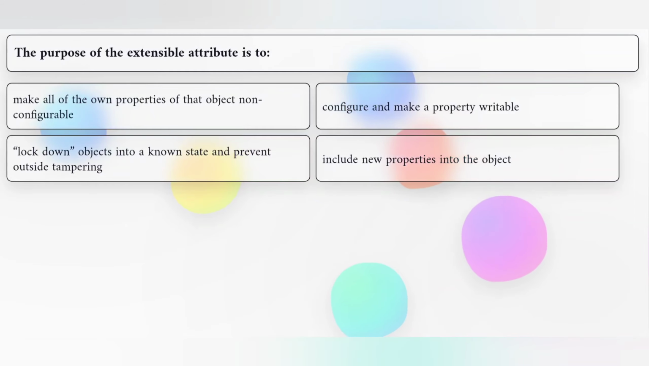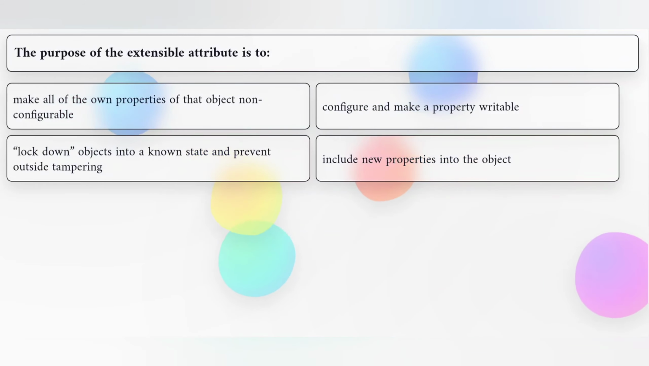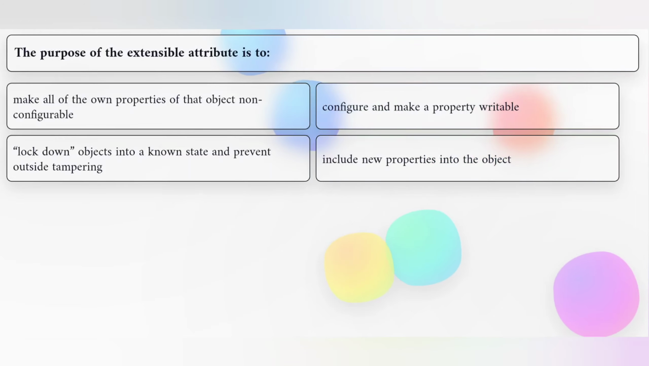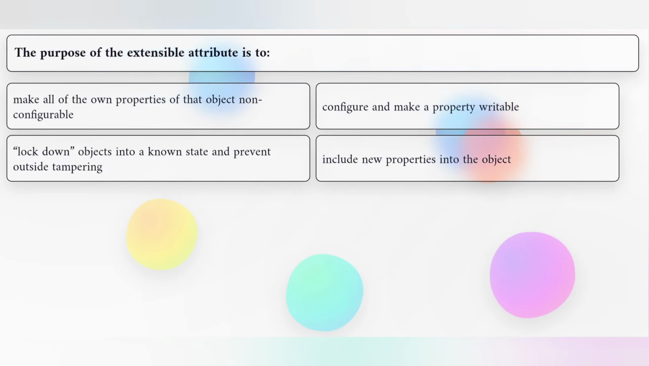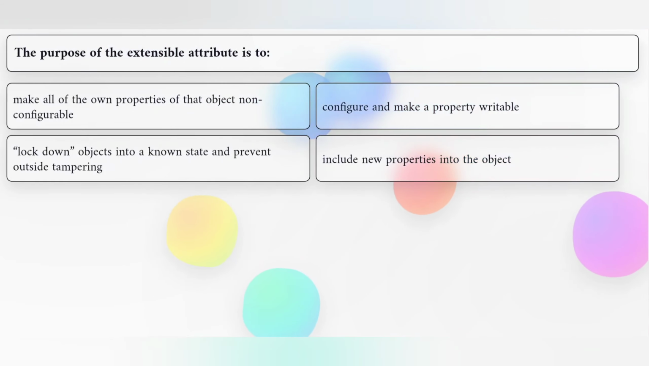The purpose of the extensible attribute is to make all of the own properties of that object non-configurable, make a property writable, lock down objects into a known state and prevent outside tampering, include new properties into the object.